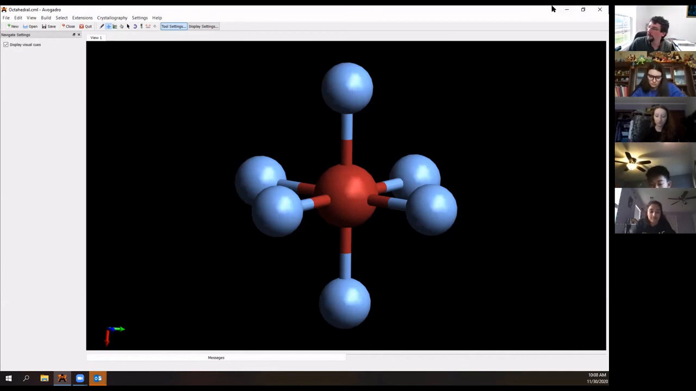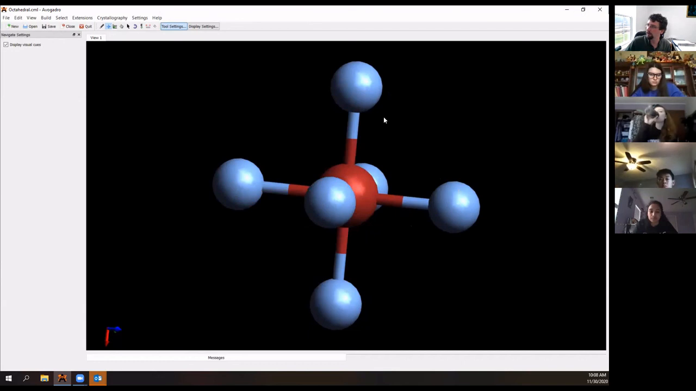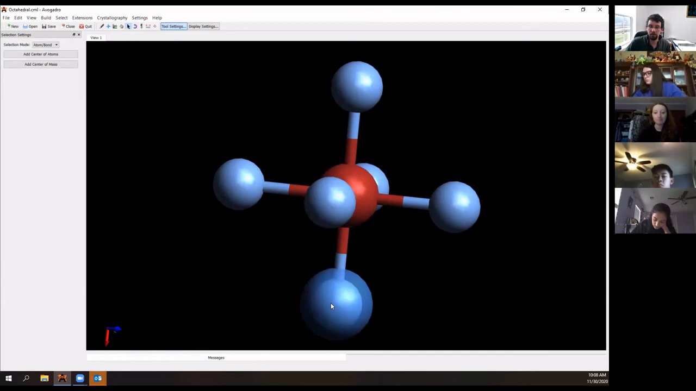Okay, so looking at this, we again have axial and equatorial bonds. But is there really a difference in this case between the axial and equatorial? What is the bond angle between any two adjacent blue spheres? So like between these two guys, what's that bond angle going to be? 90 degrees. Yep. What about between this one and the bottom one? 90. Yeah, 90. They're all 90.